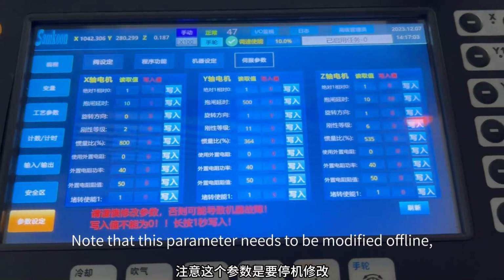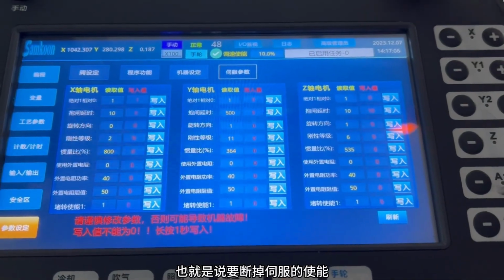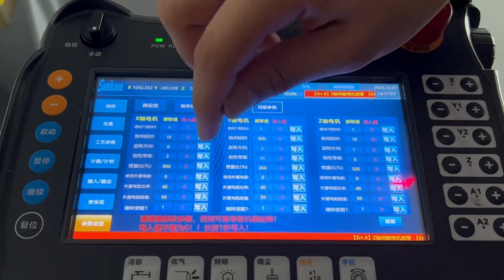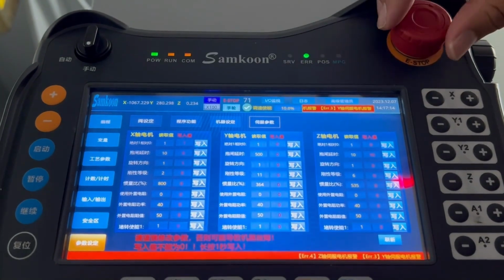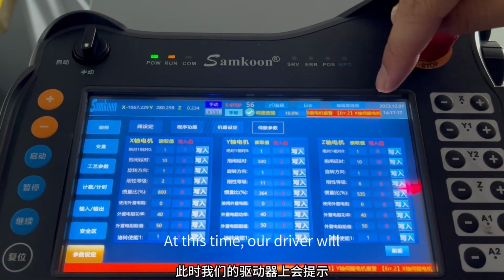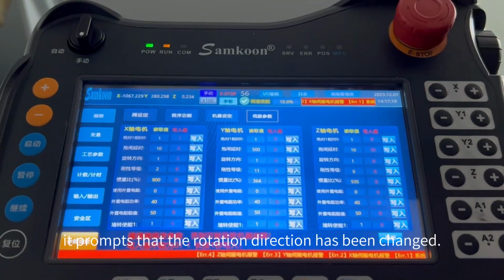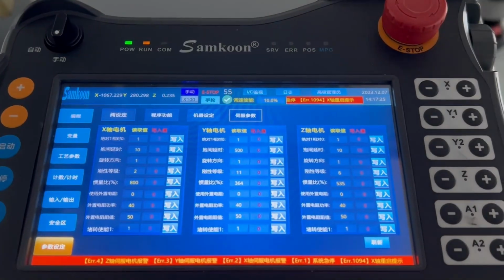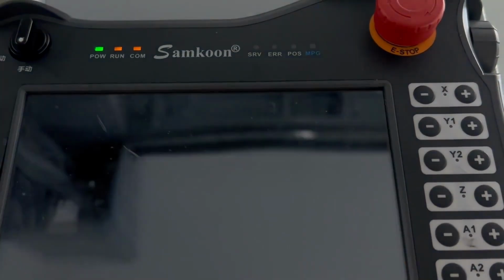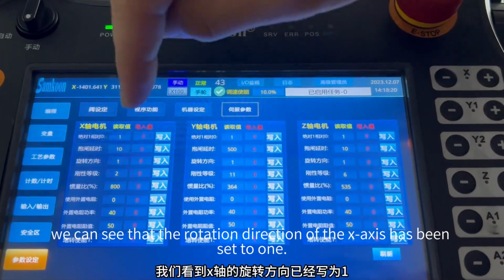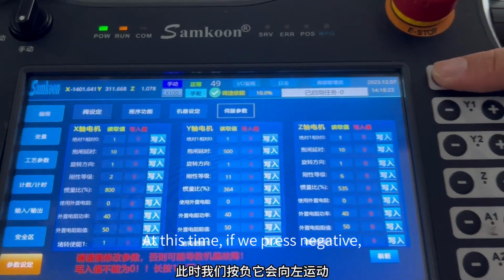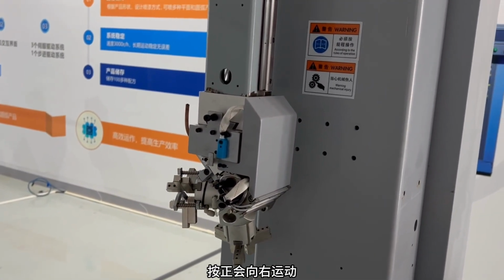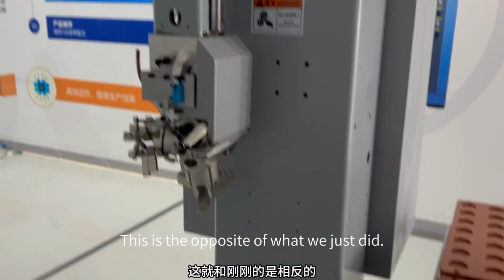Note that this parameter needs to be modified offline, which means we need to turn off the servo enable. At this time, our driver prompts that the rotation direction has been changed. We need to power off and on again. After powering on again, we can see that the rotation direction of the x-axis has been set to 1. At this time, if we press negative, it will move to the left, and pressing positive will move to the right. This is the opposite of what we just did.